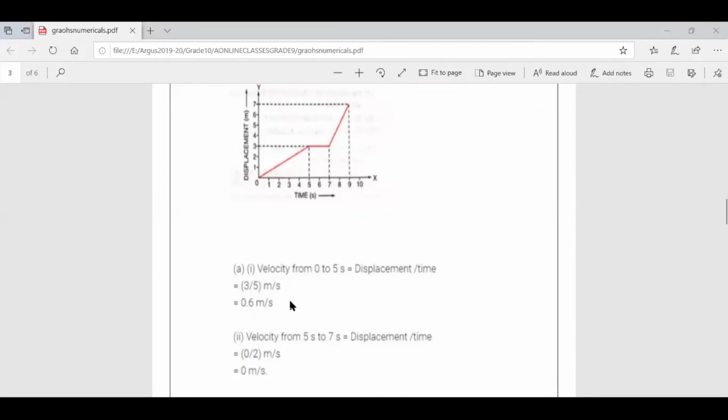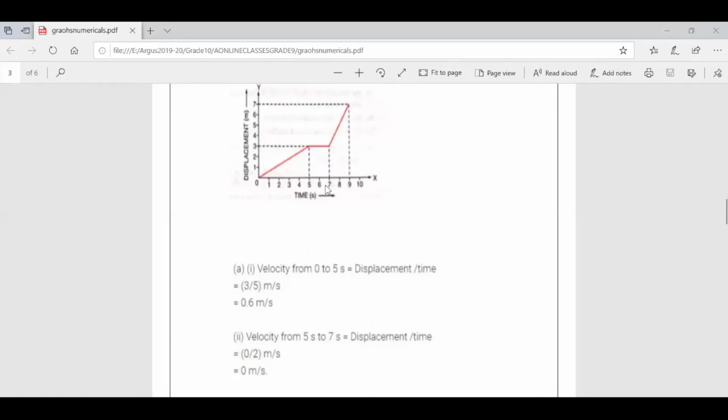Now very interesting. Velocity between 5 and 7 seconds. Remember, this is a displacement-time graph. Very good. So in a displacement-time graph, a straight parallel line means the body is at rest. So velocity will be 0. Now next they are asking you between 7 and 9 seconds. See, this is how you read the graph. It is a very interesting topic, how you read the graph.